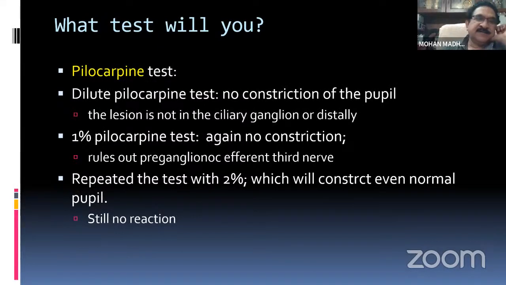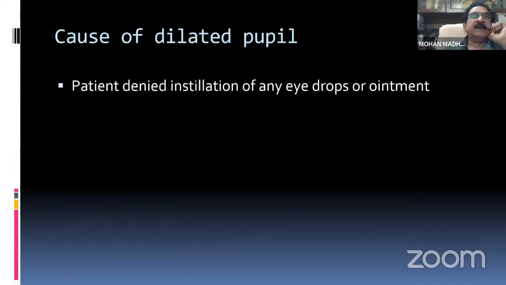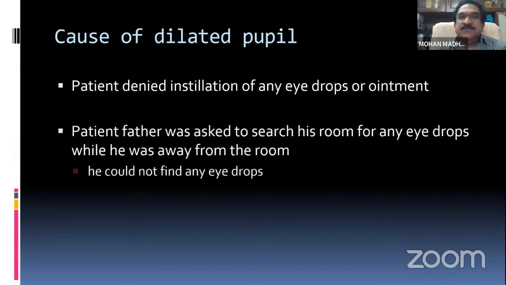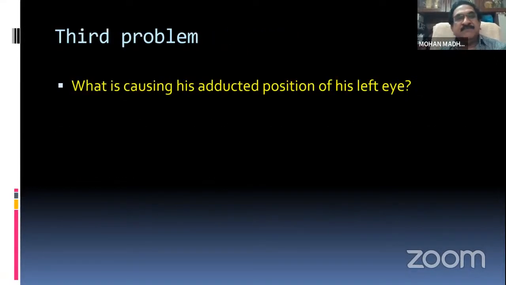So I suspected that. Then I asked the patient, and he denied instillation of any eye drops or ointment in the right eye. So I asked the father, who is staying with the boy in the room, to search his almirah and bag, everything, for eye drops and ointment, when he is sleeping and when he is in the bathroom. The father was very cooperative with me, but he said he couldn't find any ointment or eye drop. So that is the second problem.